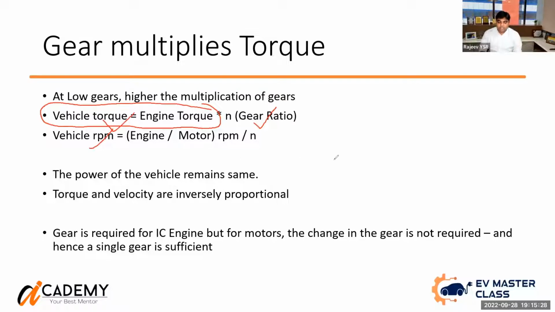Okay. So we already read this. Assuming that the power of the vehicle remains the same, torque and velocity are inversely proportional. Gears are required for ICE engines, but for motors, a change in gear is not required, and hence a single gear is sufficient. That's what I told you, because the majority of this is controlled electronically through the right smart intelligence programming. Let's continue.